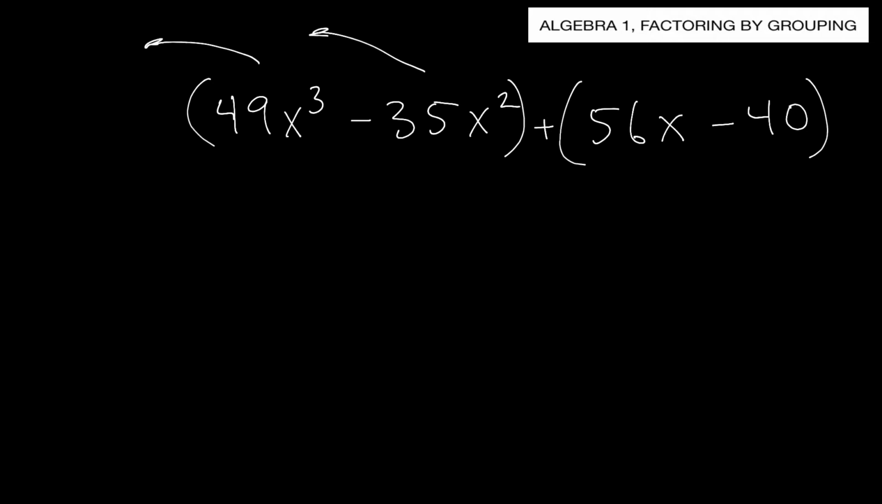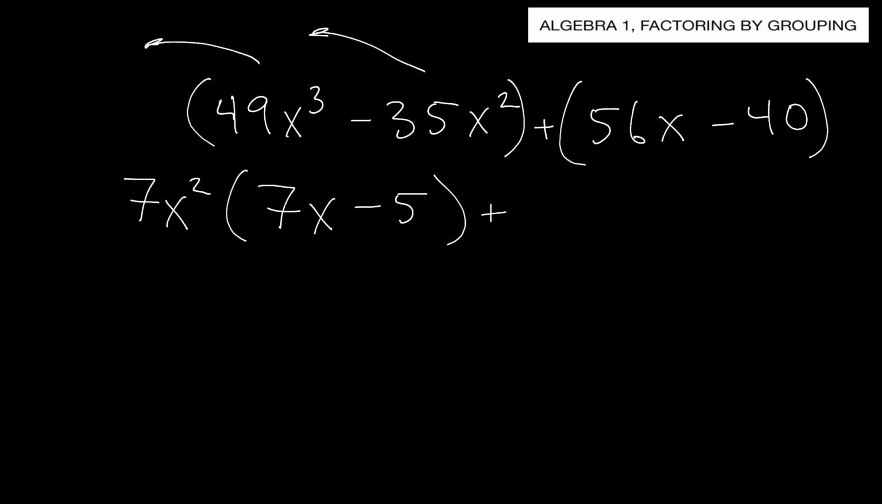It looks like it's going to be a 7x squared. What that leaves me with is 7x minus 5. Okay, because 7x squared times 7x gives me 49x cubed. 7x squared times negative 5 gives me this negative 35x squared. Okay, bringing that plus sign down.